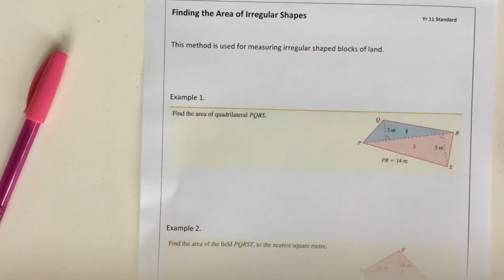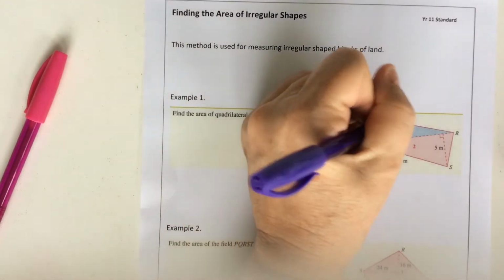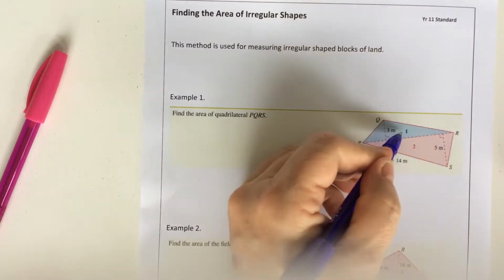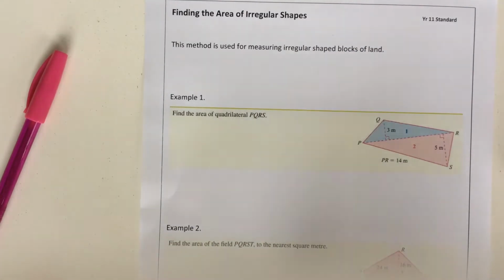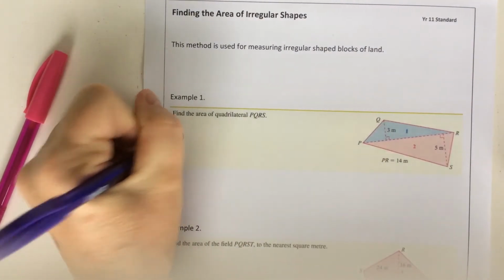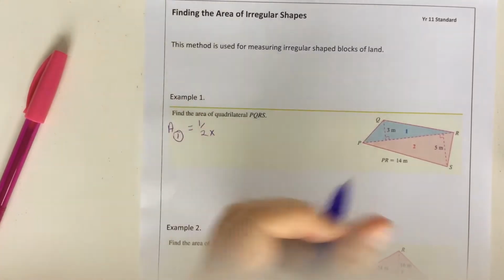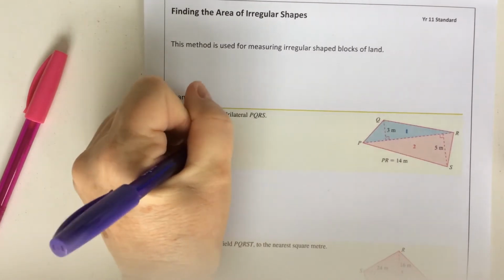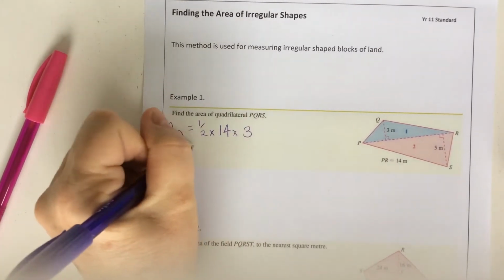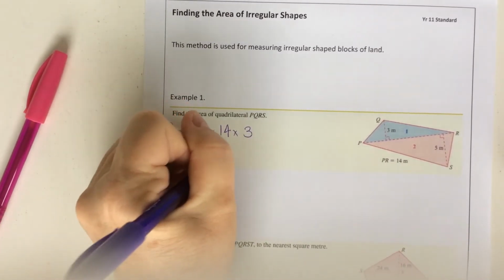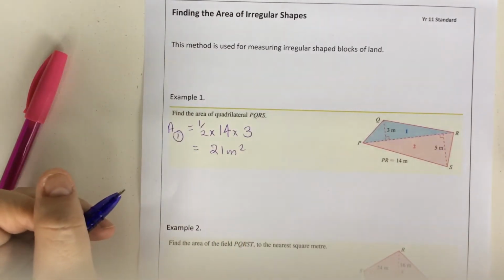In the first question, it says find the area of the quadrilateral. You can see it's already been divided for us, so we've got the blue triangle and the pink triangle. If we call the blue triangle 1 and the pink triangle 2, you can see that it's already been numbered for us. So over at the side, we have area 1 equals blue triangle, a half times, they've told us the base is 14 and the offset is 3. Finding the area of that, we have 21 metres squared.